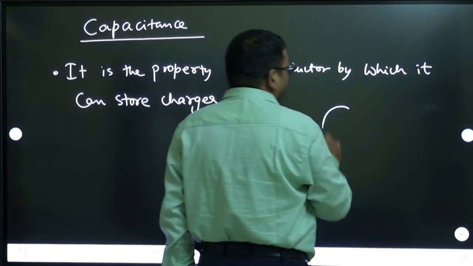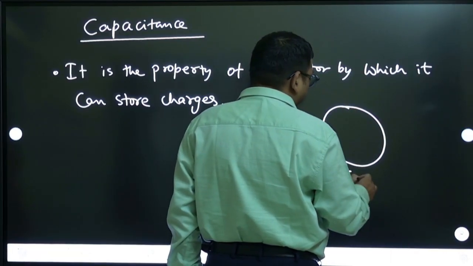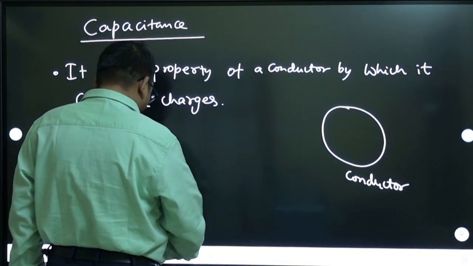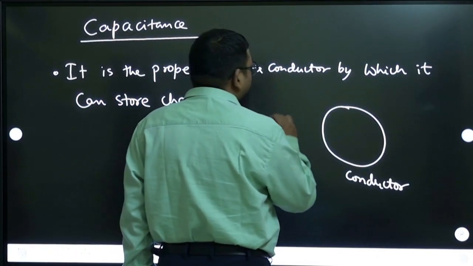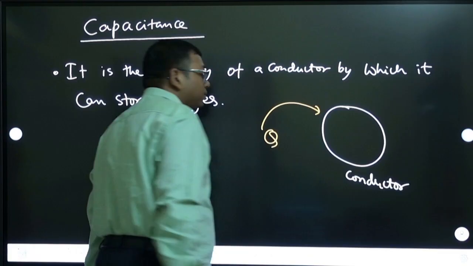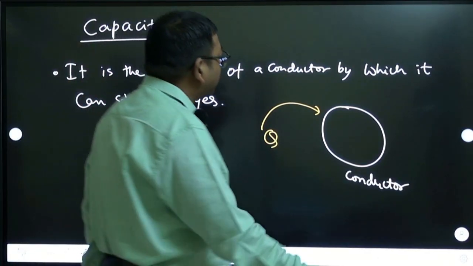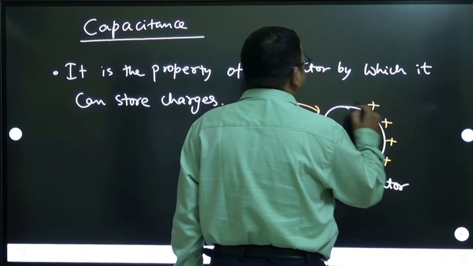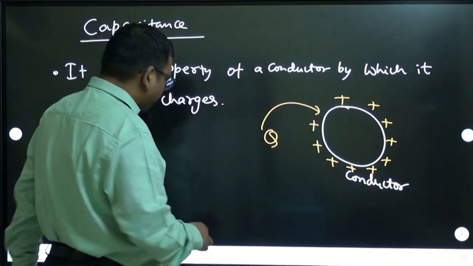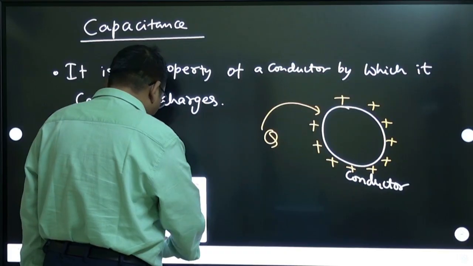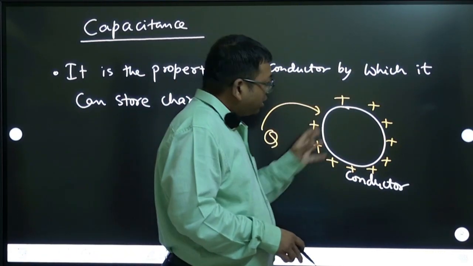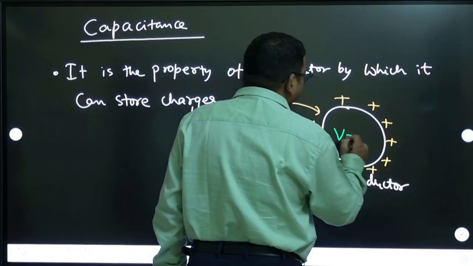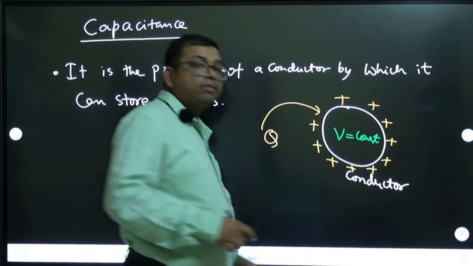Suppose there is a conductor, and to this conductor you are giving some charges. Let us say that you have given some charges, and you know the charge will spread over its surface like this. We studied these properties of conductors last class. So charges will spread over its surface, so it will develop a constant potential. We have also studied that its potential will be constant.